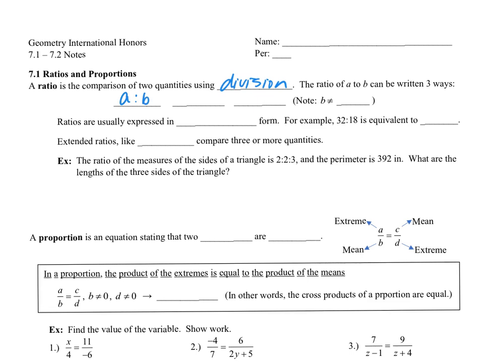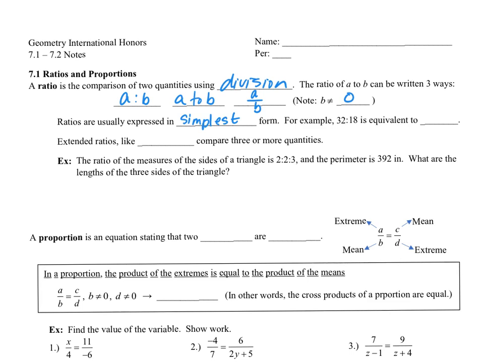Sometimes you'll see the word "to", so it'll look like this, A to B. But in a math class, the most practical way to represent a ratio is as a fraction. So it would look like this. A is the numerator and B is the denominator. Now, please take note that B obviously cannot be equal to 0, or that fraction would be undefined.